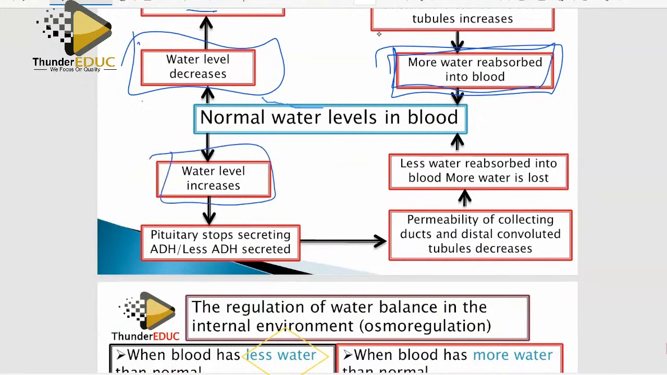If the amount of water is too much in the blood, meaning that I have to lose a lot so that I bring down the level of water in the blood, now I'm going to produce less ADH. The nephron is going to become less permeable. It's going to become what? The permeability of the collecting duct and distal convoluted tubule is going to decrease, meaning that the nephron becomes less permeable. If it's less permeable, less water is going to be reabsorbed and most of it is going to be lost into the urine. And this is the time when you urinate urine which is colorless. It means that you have enough water in the blood.